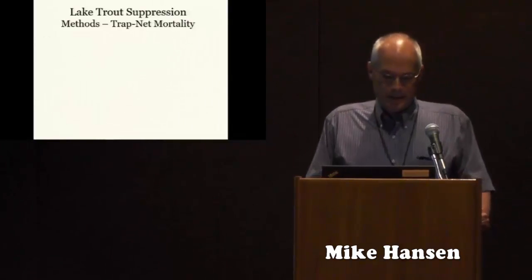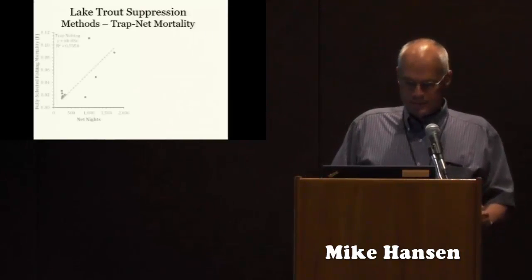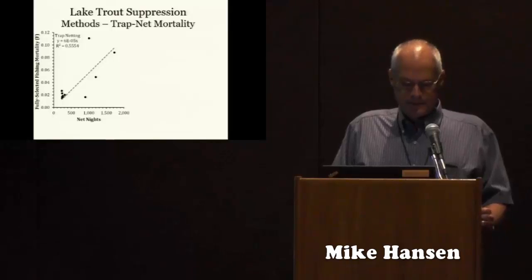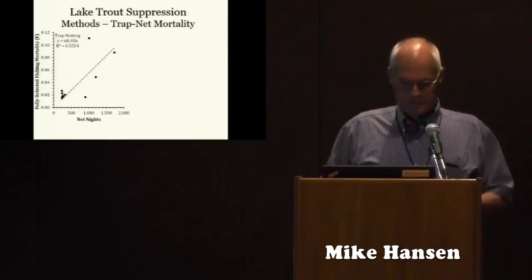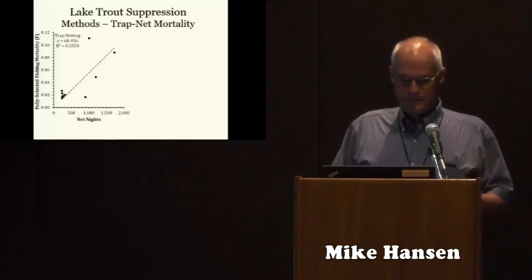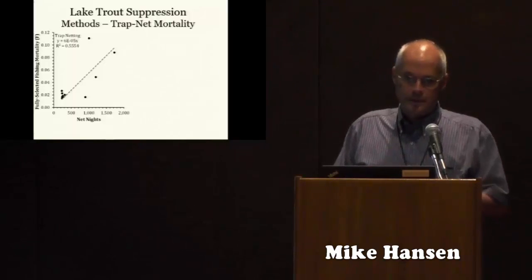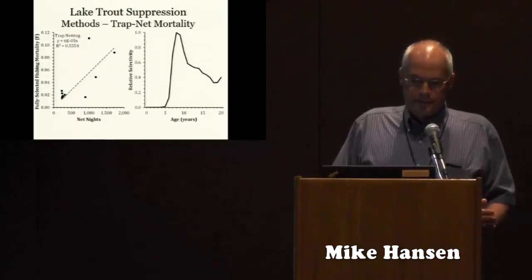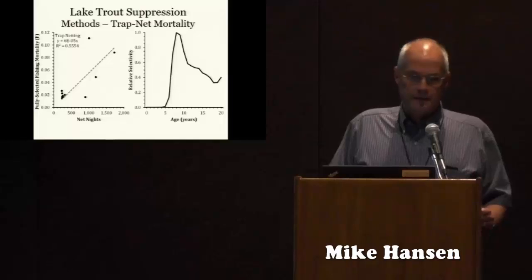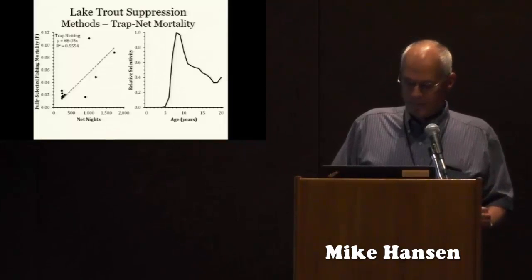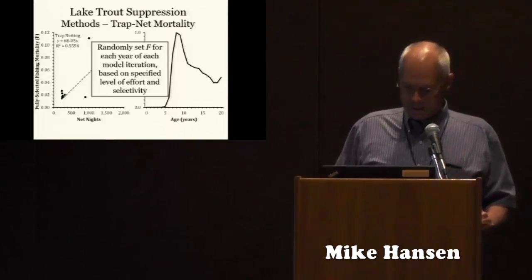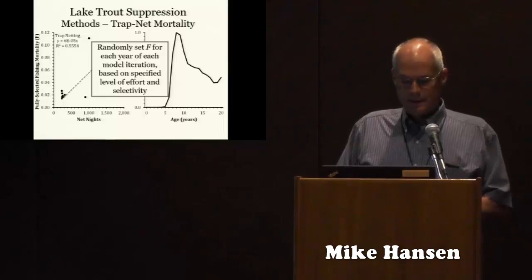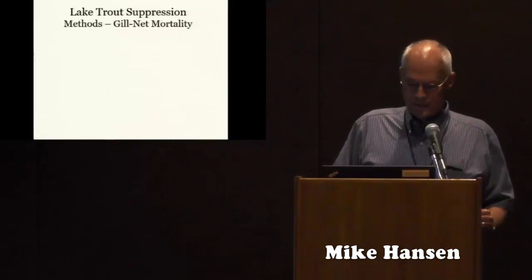On to trap nets. This is the one that we eventually dropped from being in use, but here's how it looks. The trap netting fully selected fishing mortality rate varies along a linear pattern with the number of net nights that you're purchasing from the commercial guys. But the implementation error is if you set how many net nights you want, you get a wide-ranging result possible. It has a fairly describable selectivity that tends to favor fish near when they fully mature. And so inside the model, this is again a random variable set each year of each iteration based on that selectivity and the level of net nights you buy essentially in the contract for the commercial fishermen.